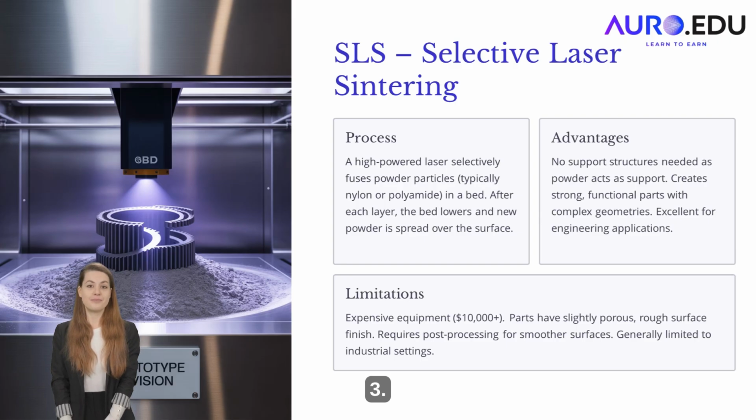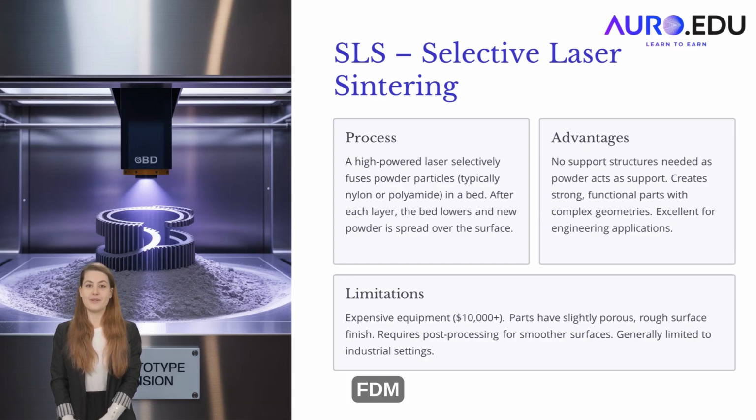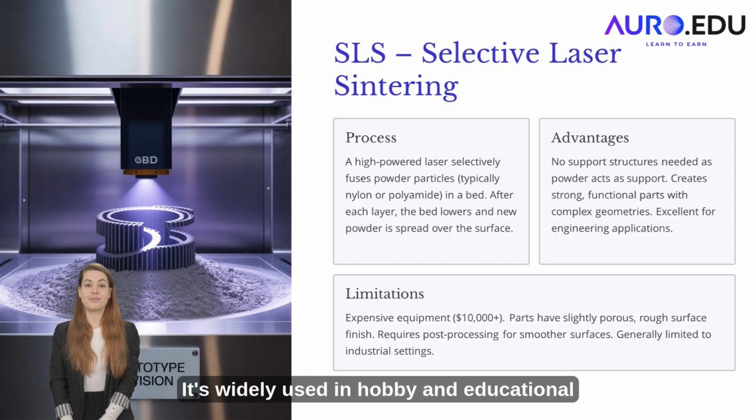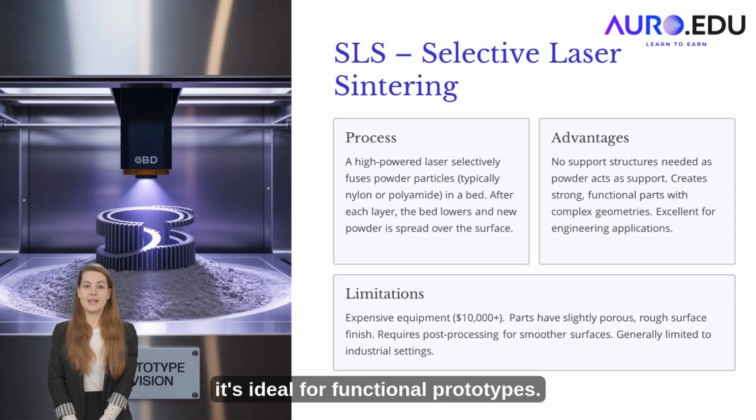3. FDM, Fused Deposition Modeling. FDM works by melting plastic filament and depositing it through a heated nozzle. It's widely used in hobby and educational setups due to low cost and ease of use. Although not the most precise, it's ideal for functional prototypes. PLA and ABS are commonly used with FDM printers.